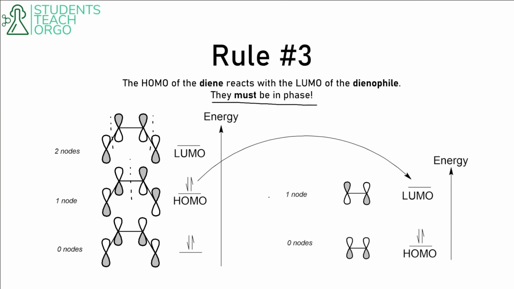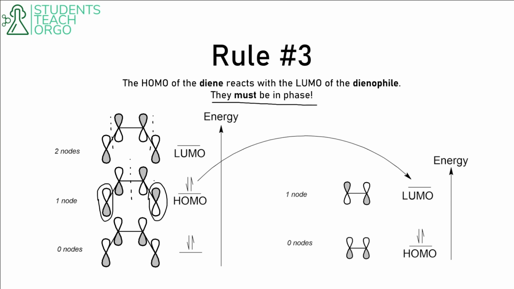Because of this third rule, the HOMO must react with the LUMO. All we really care about is this particular orbital schematic, and all we care about is this one right here. The rest don't really matter at this moment. Let's go over how these connect. The nodes that we care about are the outer nodes of the structure of butadiene, right here and right here.